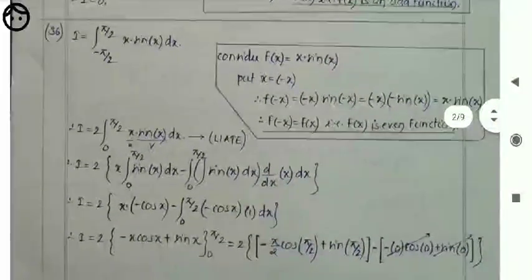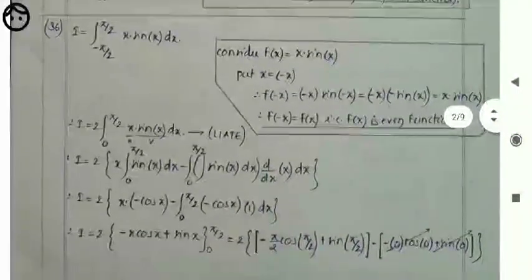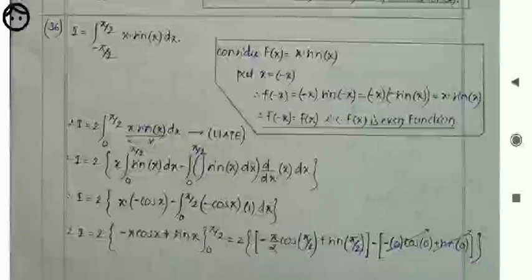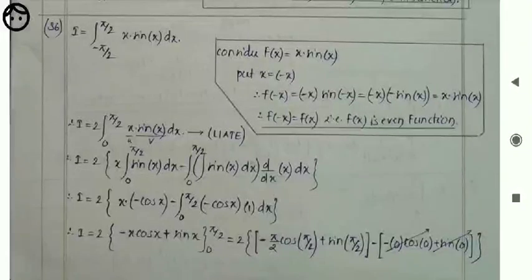Okay, let's do one more important problem. Problem is integration from minus pi by 2 to pi by 2 of x sin x. Okay, so it is integration minus a to a, so rule number 3 can be applied. What is the function? f of x is x sin x. Let's put minus x in place of x. So f of minus x is equal to minus x sin of minus x.